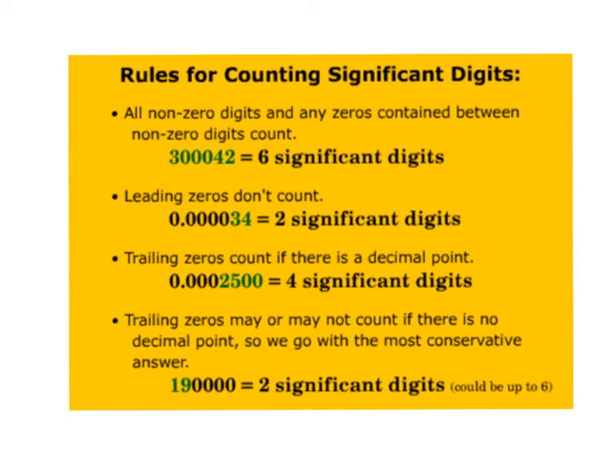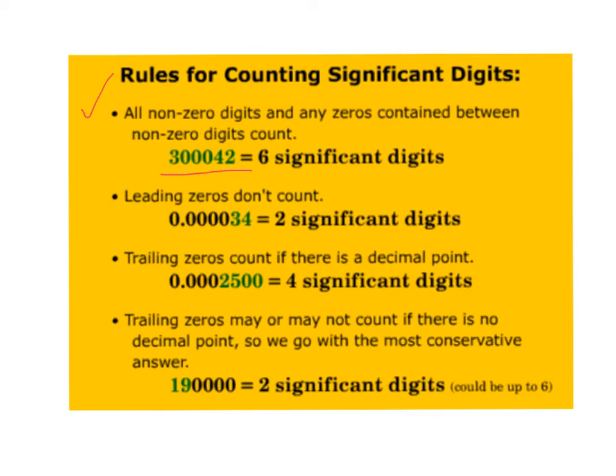That's the first rule. Plus, any zeros that are sandwiched or trapped between real numbers are also significant. So in this number here, the 3, 4, and 2 are all non-zero numbers, so they all count as significant digits. And the 3 zeros are trapped between the 3 and the 4, so they're also significant. So if I were to ask you how many significant digits, or sig figs for short, you see in this number, you would tell me 6.